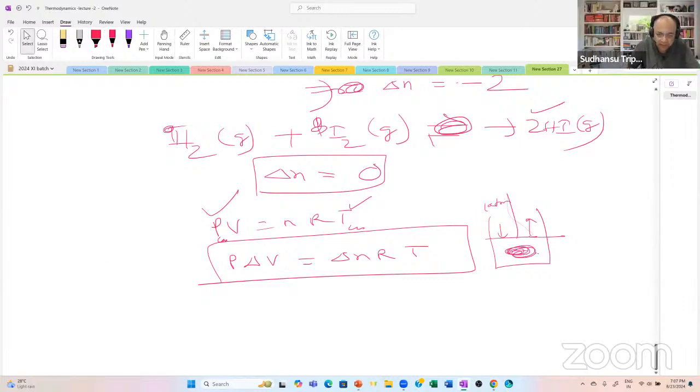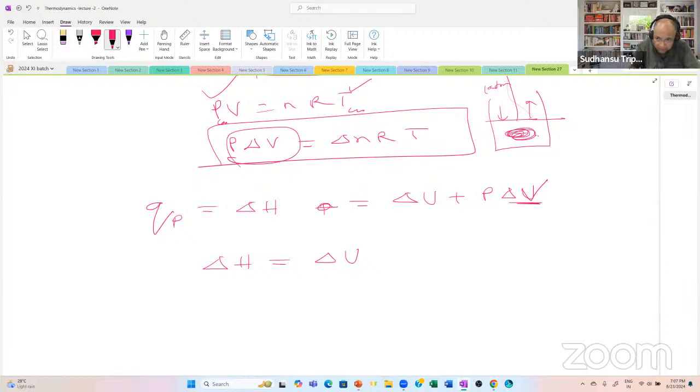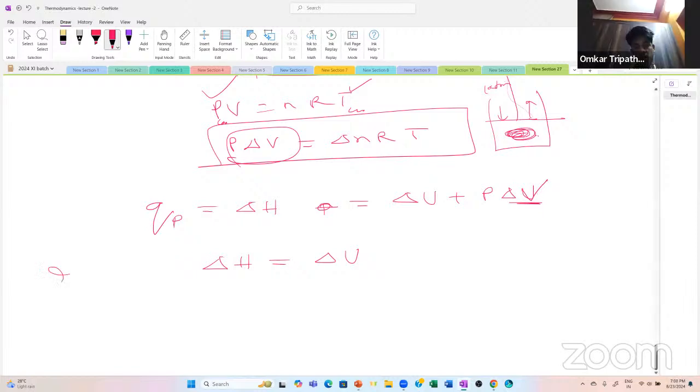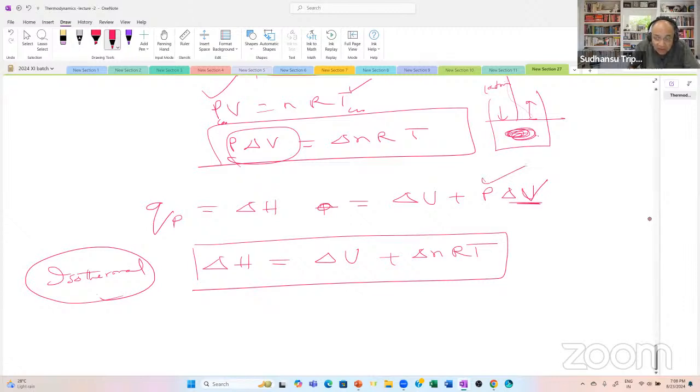So the first law that we have written, QP is equal to del H is equal to del U plus P del V. So in place of P del V, what can I write for a chemical reaction? If it is isothermal, del N RT. Del U plus del N RT.